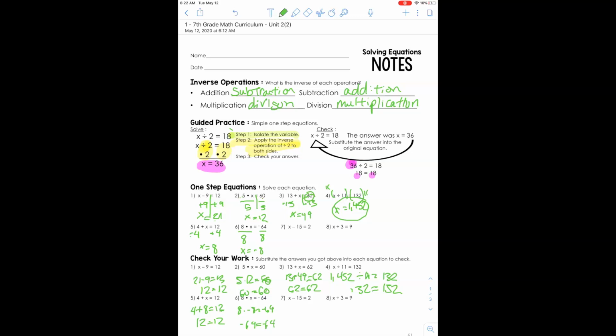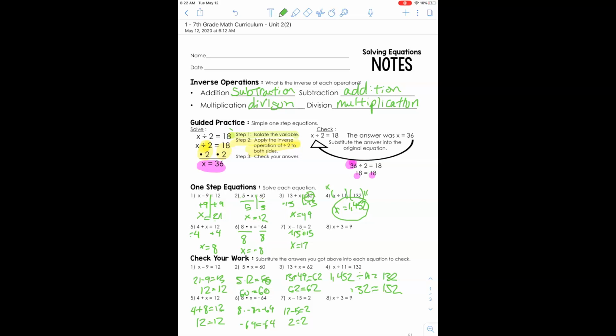Number 7, x minus 15 equals 2. So our inverse would be addition. So we add 15 to each side. So x equals 17. 17 minus 15 equals 2. 2 equals 2.